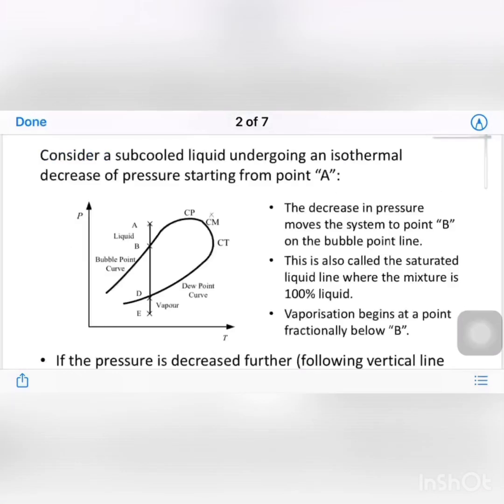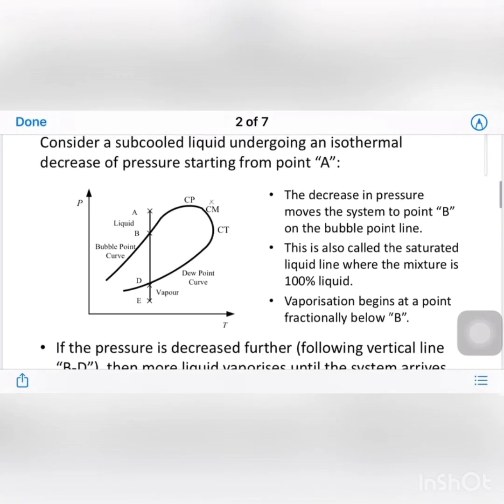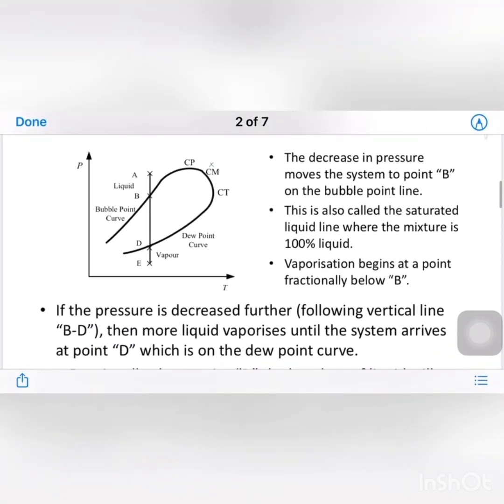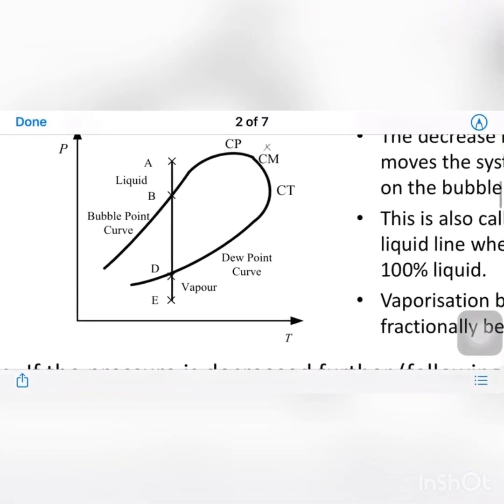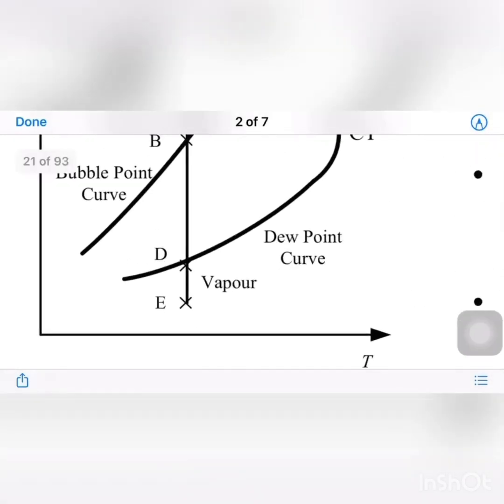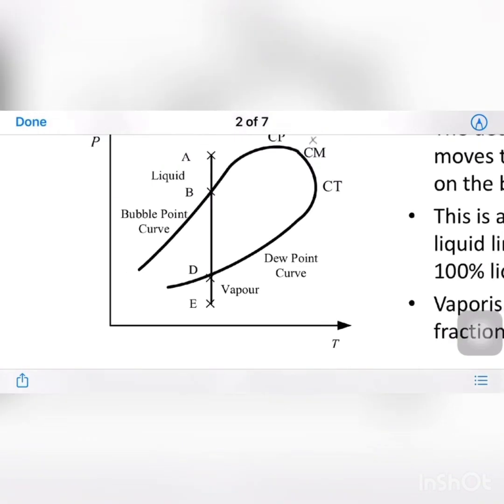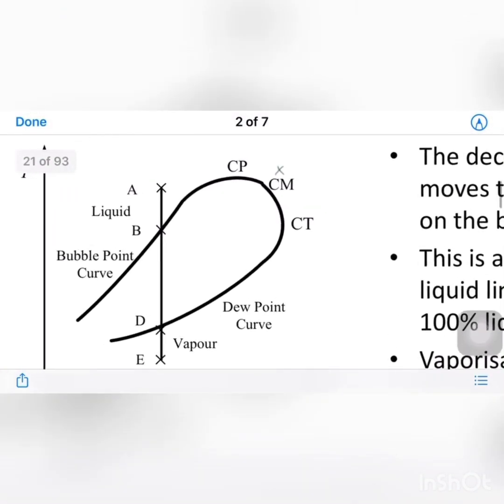Okay, consider a subcooled liquid undergoing an isothermal decrease of pressure. At point A, we have subcooled liquid. At constant temperature we decrease pressure. At point B we have saturated liquid, or bubble point. With further decrease we have the two-phase region. At point D we have saturated vapor, or dew point, and at point E we have a fully vapor phase.